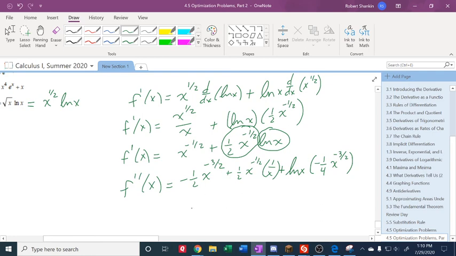Okay, so then let me clean this up a little bit. And then I'm going to set the second derivative to 0 after I clean it up. These combine, because this is really x to the negative 1, add the exponents, negative 3/2.